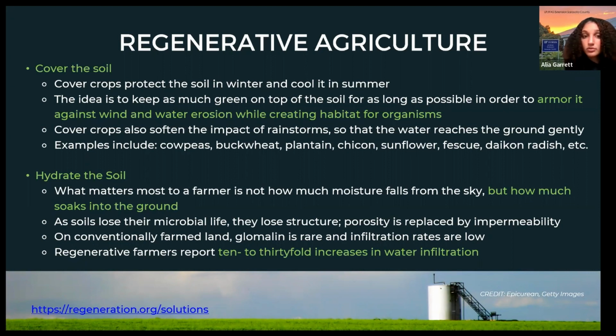So what matters most to a farmer is not how much moisture falls from the sky, but how much soaks into the ground. So as soil loses their microbial life, they lose structure. So porosity is replaced by impermeability. So on conventionally farmed land, glomalin is rare and infiltrations are low. Regenerative farmers report 10 to 30-fold increases in water infiltration, where the water actually gets into the ground.